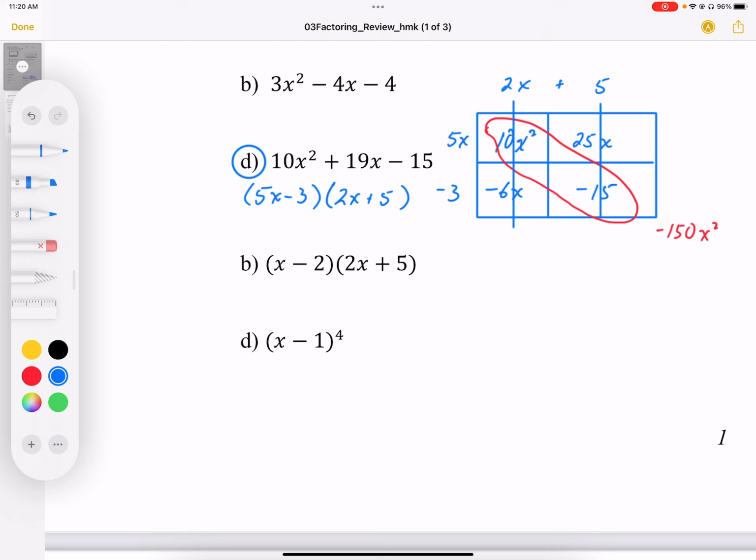If we expand this all out, we get 10x squared, the last number is multiplied to negative 15, and the middle terms add up to positive 19. So that works out perfectly for what we want. There's our factored form.